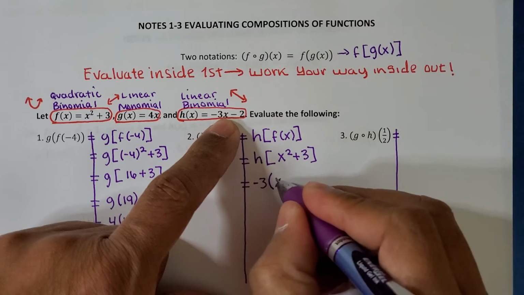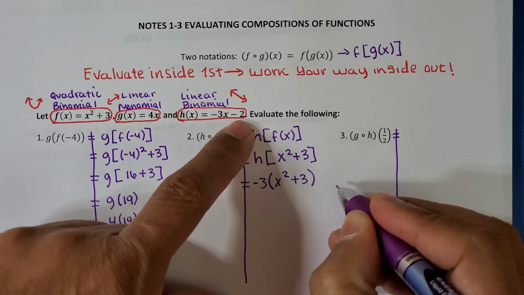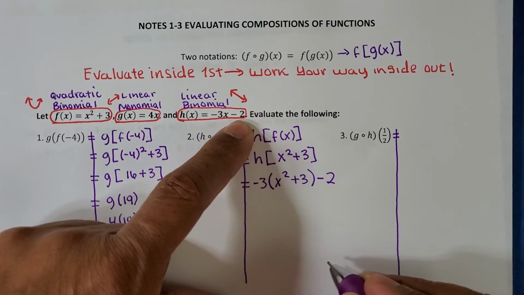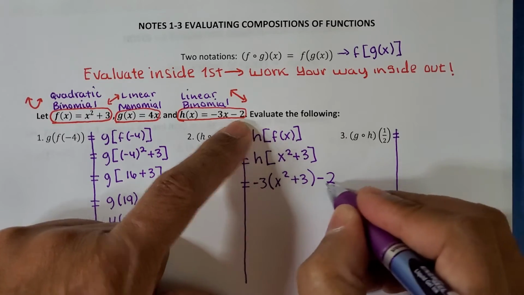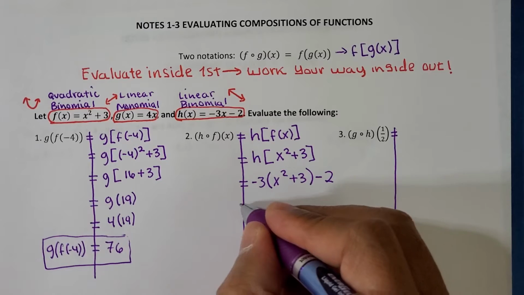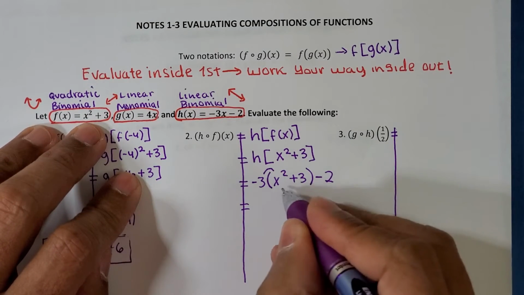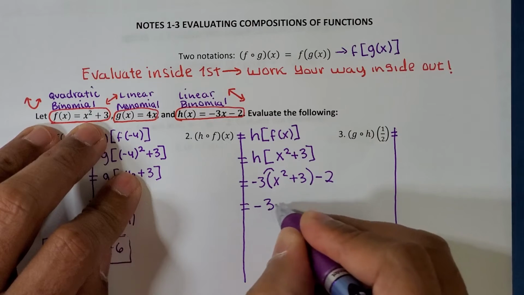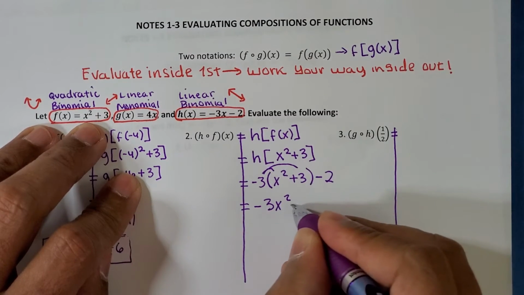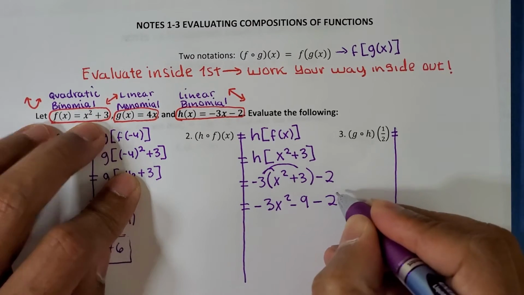So then this is going to be x squared plus 3, and h of x also subtracts 2. Okay, so now once I'm done substituting for h, I'm going to proceed to distribute this negative 3 to the x squared. So this will be negative 3x squared, and then negative 3 times positive 3, that's negative 9. And I have a negative 2 outside, okay?